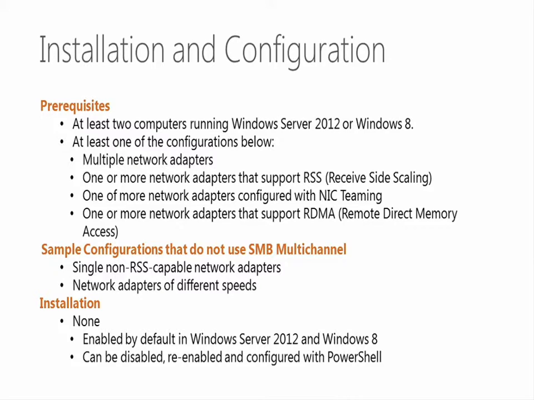Sample configurations that do not use SMB multi-channel include non-RSS capable network cards, the old traditional legacy adapters, and network cards of different speeds. So our cards have to be the same speed. Whatever speed we're using, the network cards that we're going to hook together with this have to be of the same speed.